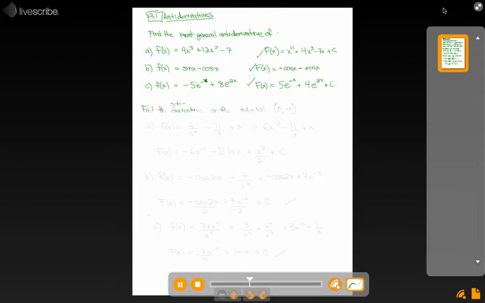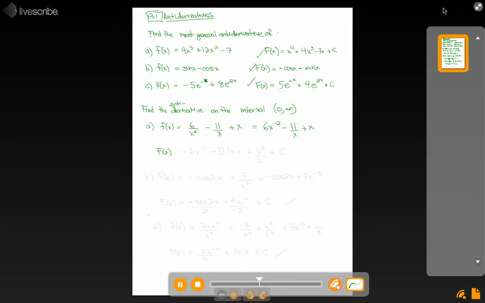Now let's try a couple more. Now in this question we're asked to find the antiderivative on the interval from 0 to infinity, and we're given f of x equals 6 over x squared minus 11 over x plus x. Now, even though these first two pieces of this look the same, they are very, very different, because if I go to do the antiderivative, and you may prefer to write this as 6x to the negative 2 minus 11 over x plus x.